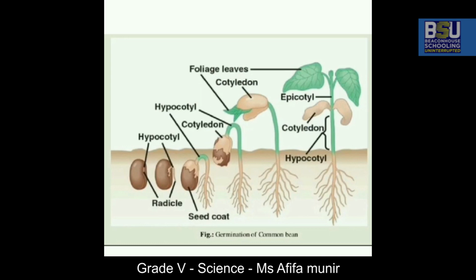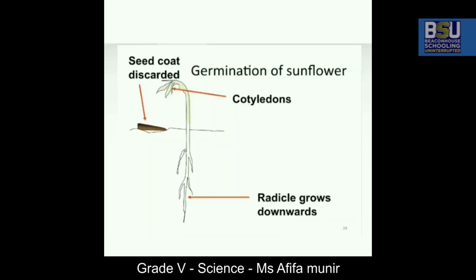Now this is a diagram which shows you the different stages of how a seed grows into a new plant. Now it's the germination of a sunflower. You can all see that the radicle grows downwards and the plumule grows upward.